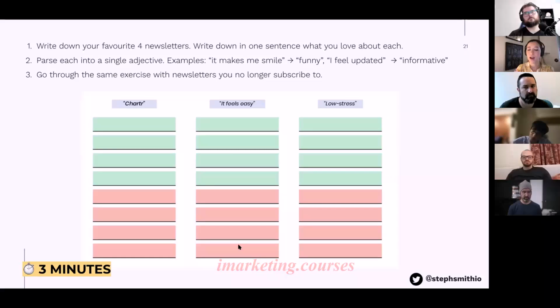It's going to be like, I am excited to open this every morning because it makes me smile, or something about how that newsletter, I guess, provides value for you. So once you've done that, parse that sentence as best as you can into a single adjective. For example, it makes me smile is basically, you know, I find it funny or joyful. I feel updated, right? Drops in my inbox first thing in the morning. I find it informative. These are just examples.